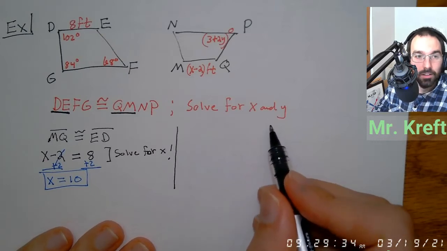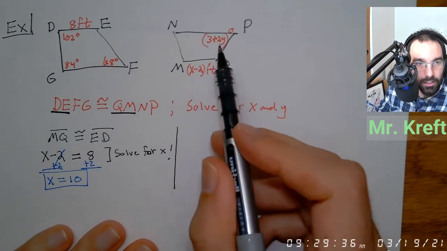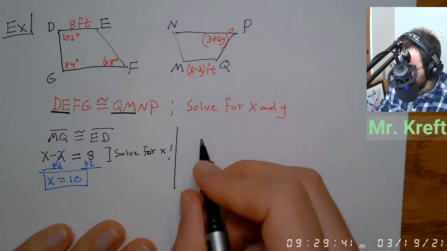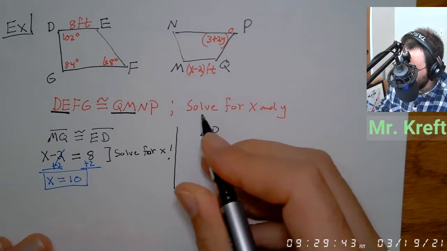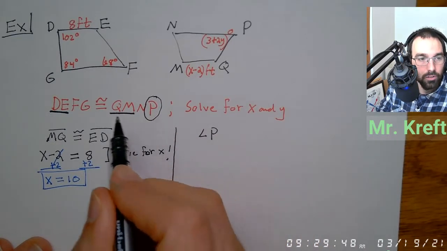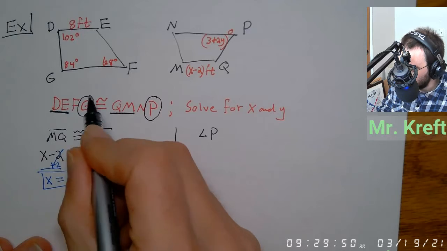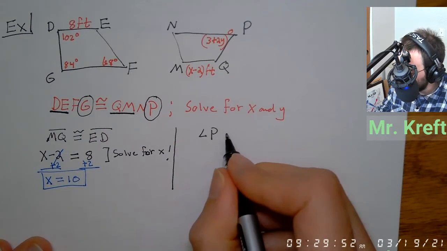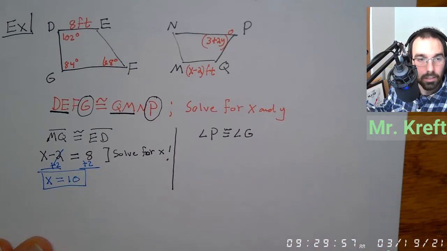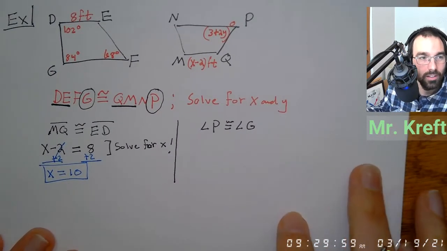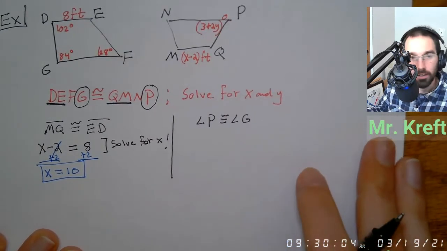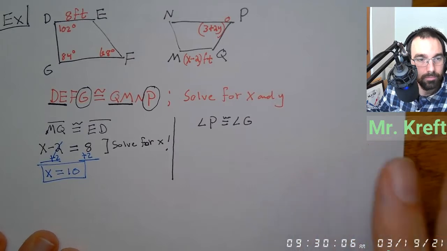Okay, so now let's solve for y. If I'm going to look for y, right, it looks like there's a y in this one up here, and it's an angle, and that looks like angle P. So if I circle angle P, right, it's the last letter. So then the last letter over here is G. So I know that angle P is going to be congruent to angle G. G for G'd up, or G unit, or they are OG.